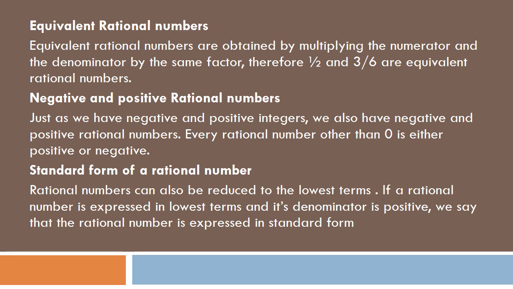Standard form of a rational number. If we divide the numerator and denominator of a fraction by a common factor, the value of the fraction does not change. We can use this method to express a fraction in its lowest terms. For example, 4 divided by 8 can be converted into 1 divided by 2. Rational numbers can also be reduced to their lowest terms in this way. If a rational number is expressed in lowest terms and its denominator is positive, we say that the rational number is expressed in the standard form.